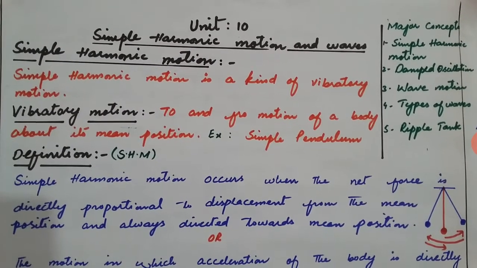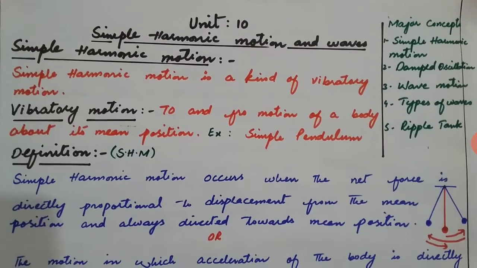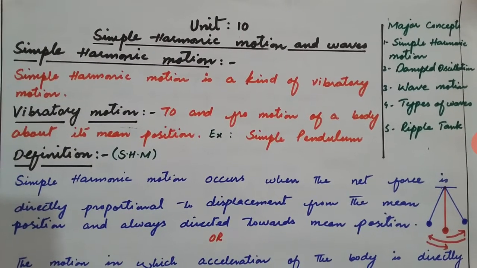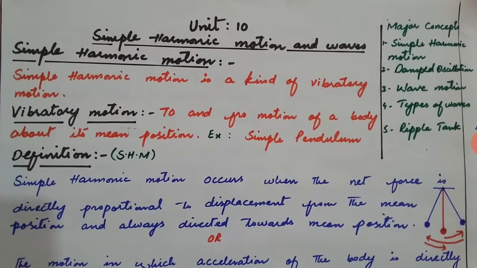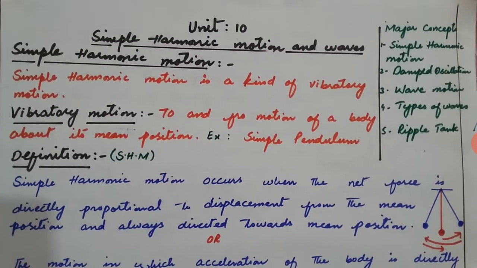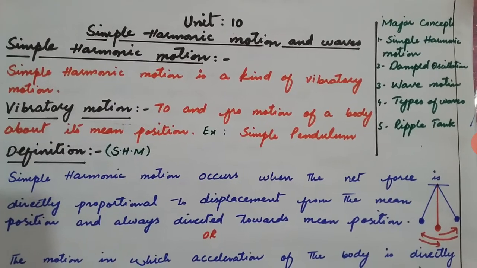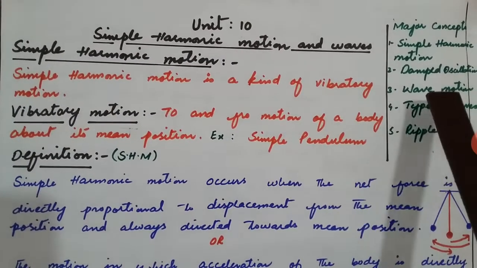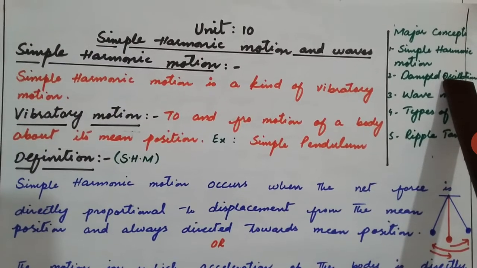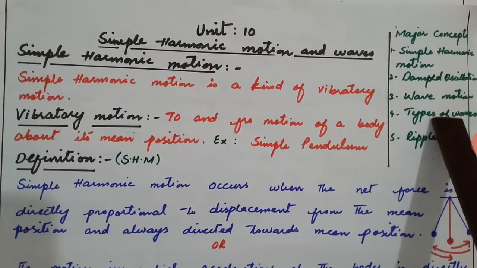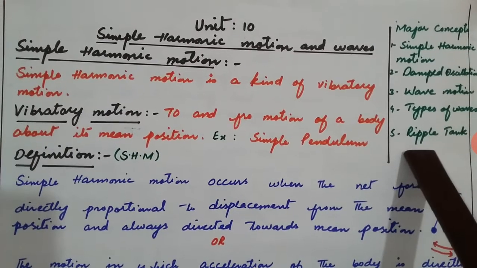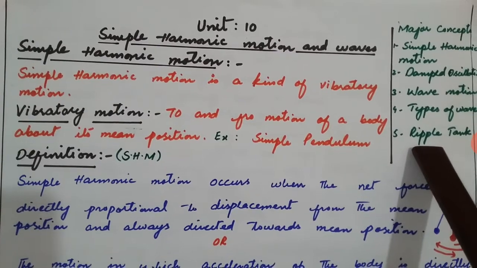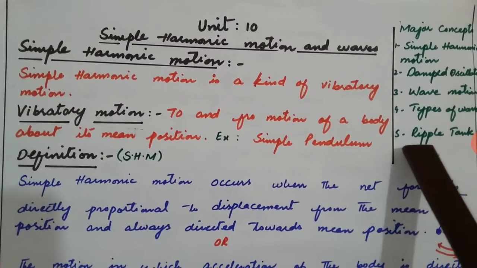Today is the first lecture of class 10th. We are going to start unit number 10, the first unit of class 10th: simple harmonic motion and waves. In this chapter we will study simple harmonic motion, damped oscillations, wave motion, types of waves and ripple tank. Our first topic is simple harmonic motion.